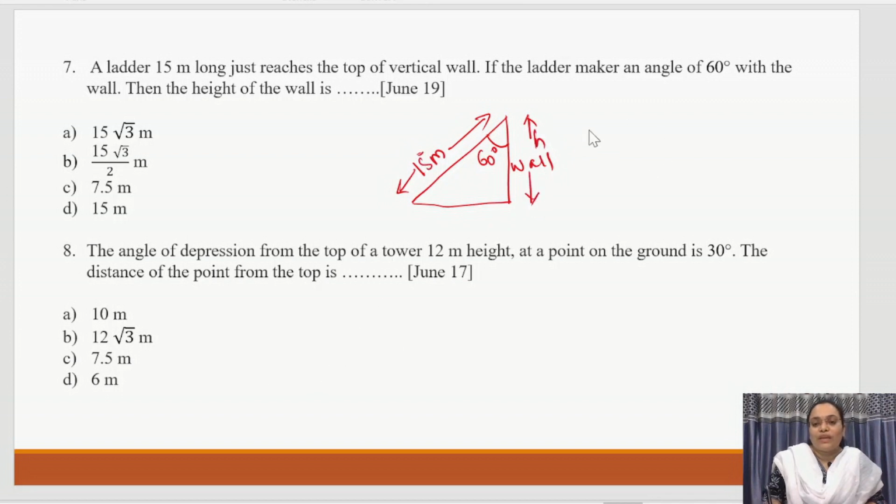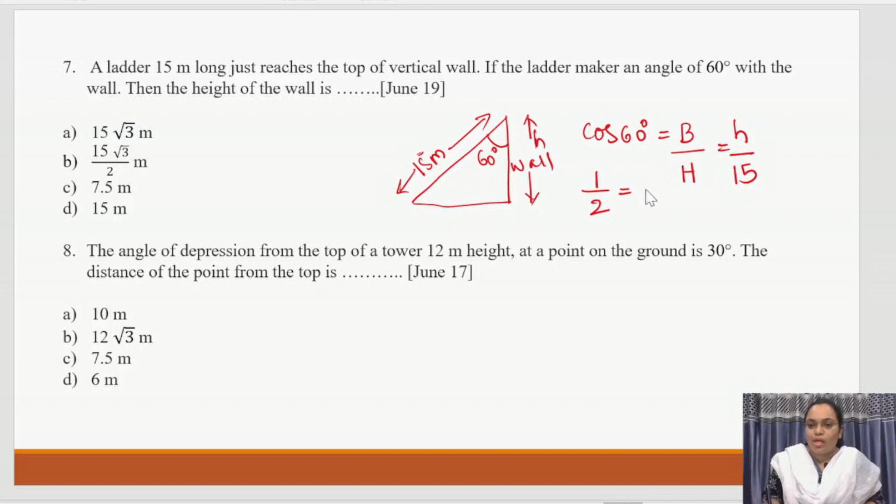Okay, so we can apply cos 60 degrees is equal to base by hypotenuse. Here base is h and hypotenuse is 15. So what is the value of cos 60? It is 1 by 2. So 1 by 2 is equal to h by 15. If you want the h value, it is 15 by 2, you will get 7.5 meters. The height is 7.5 meters. Clear? Let us see the last one.